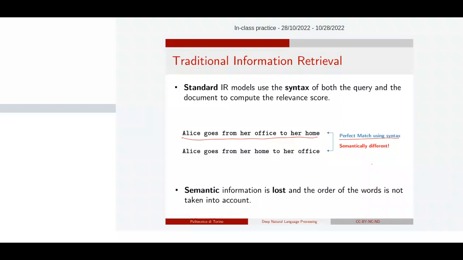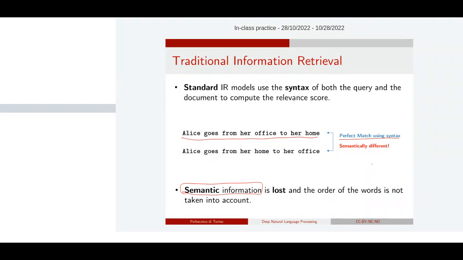So what we should think about is the fact that the semantic information, when we consider this kind of model, is lost, because we don't consider the order of words, and so we cannot derive a real semantic meaning from the sentence. So we should pay attention to this.